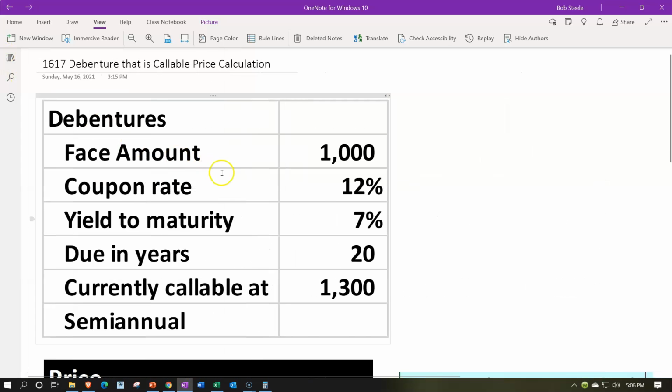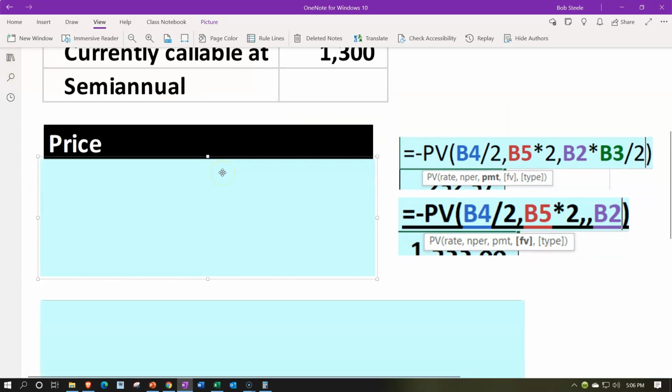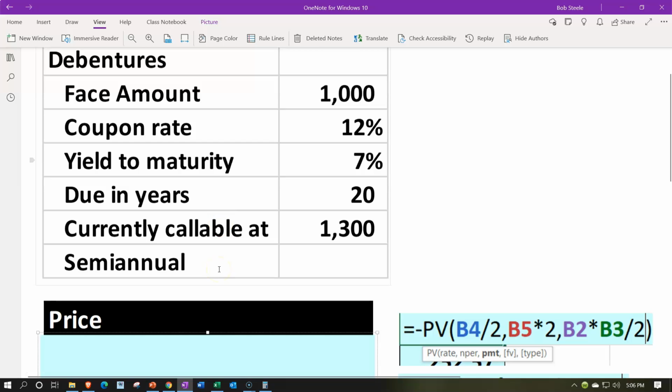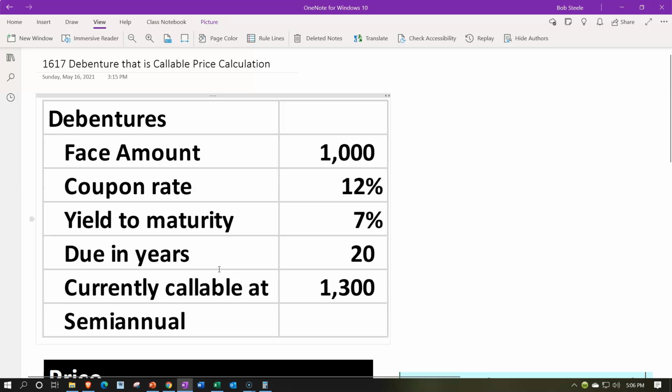Closing the icon, information's up top, doing the calculations down below. We're going to be calculating the price of a bond. This time, however, there's a new component, that being the bond is callable. What will be the consequences of it being callable? And we'll also have it be semi-annual, which will be a little bit more complex than the annual payments on the bonds.